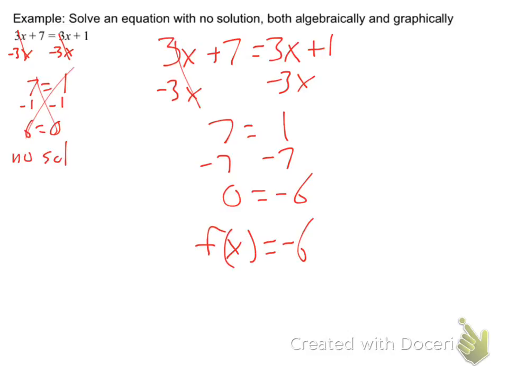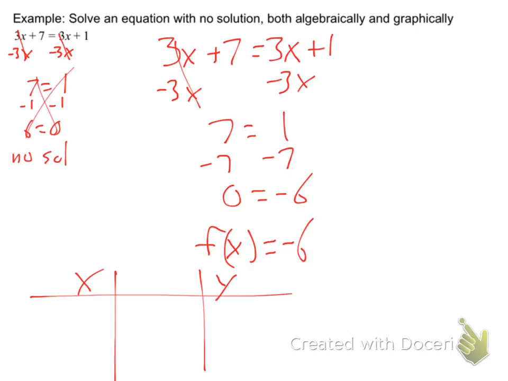f of x equals negative 6? Or y equals negative 6? Does anybody know what y equals negative 6 line looks like? It's a horizontal line. But, hey, we didn't know that. Let's make a table up then.